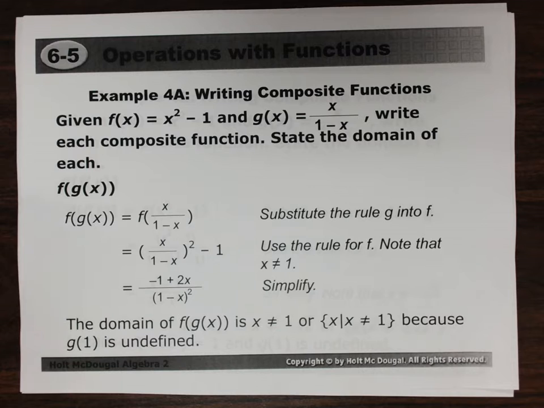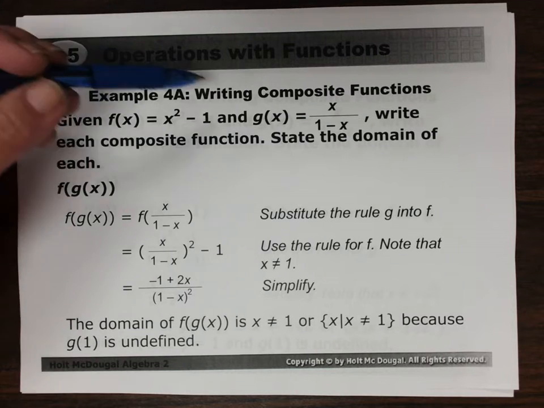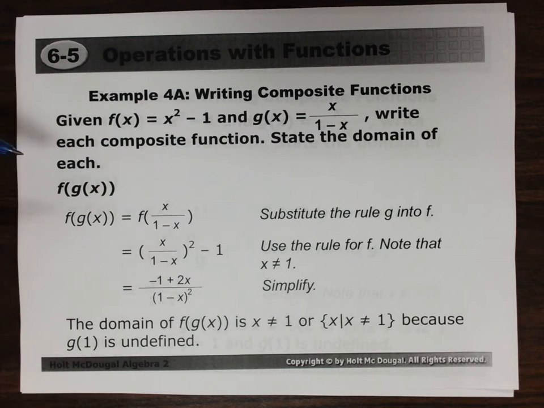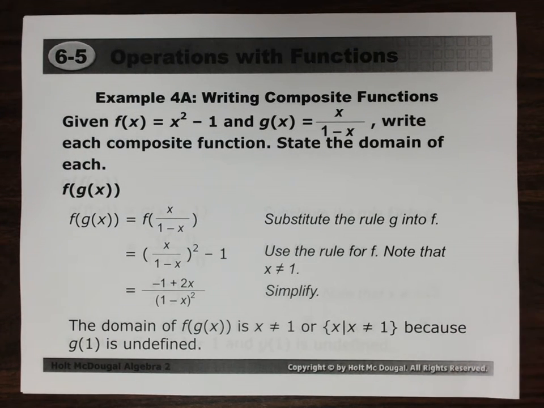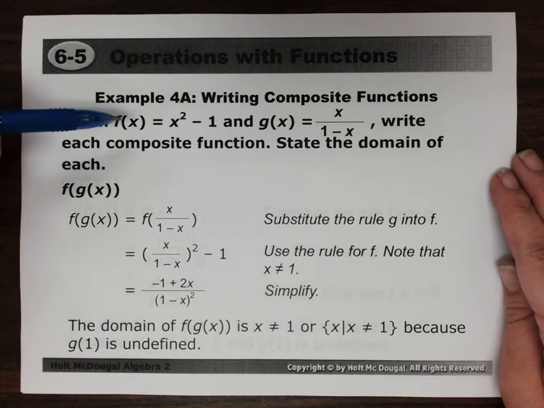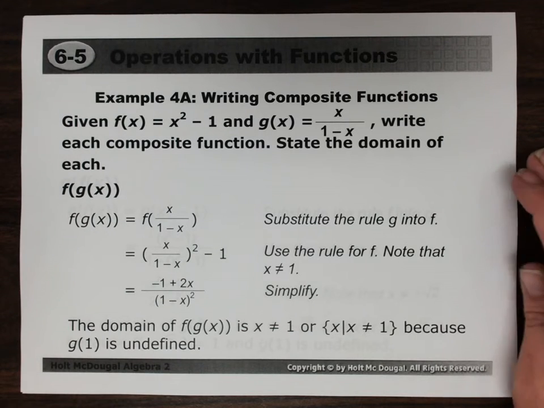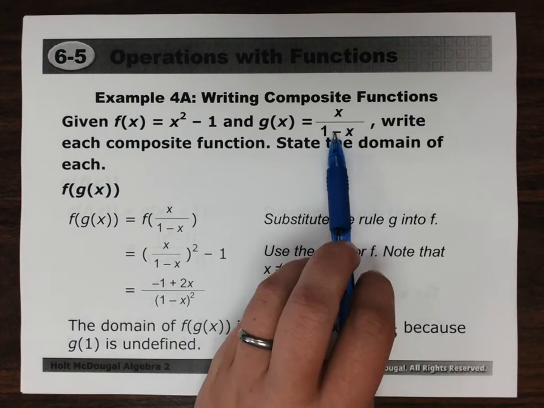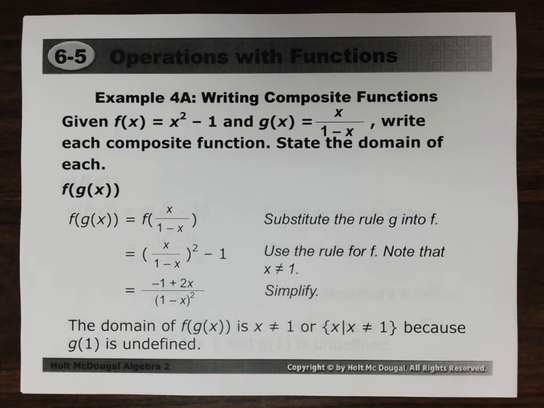Okay, so you can have different functions, and I will say this one's a little more difficult than some of the things we're doing online, but I think it gives us a good idea of what we would be doing here. So it says, given that f of x is x squared minus 1 and g of x is x over 1 minus x, we want to write a composite function or a rule for f of g of x.